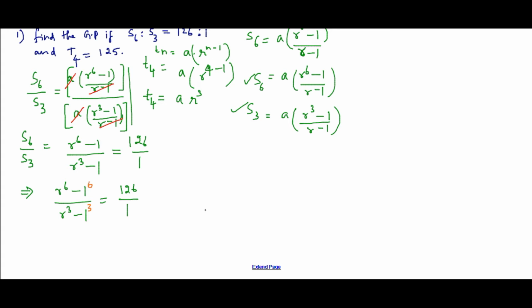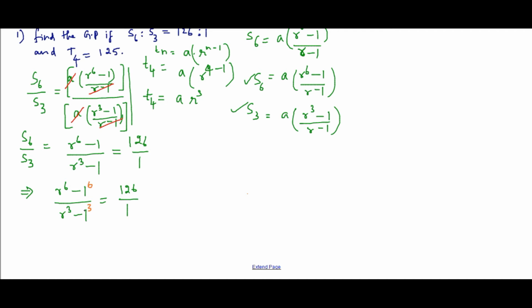Why am I doing this? That's because I want to match the power with this one, so that I can use a formula, you remember: A power 3 minus B power 3 is equal to A minus B whole cube. Remember this formula? You can use this. So we have to write R power 6 minus 1 power 6 by R power 3 minus 1 power 3 is equal to 126 by 1.